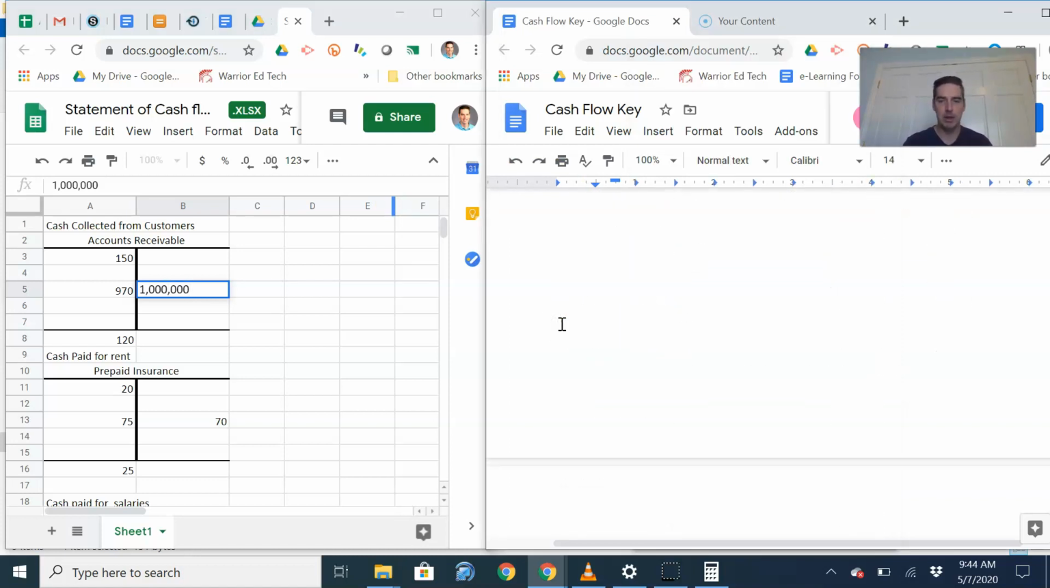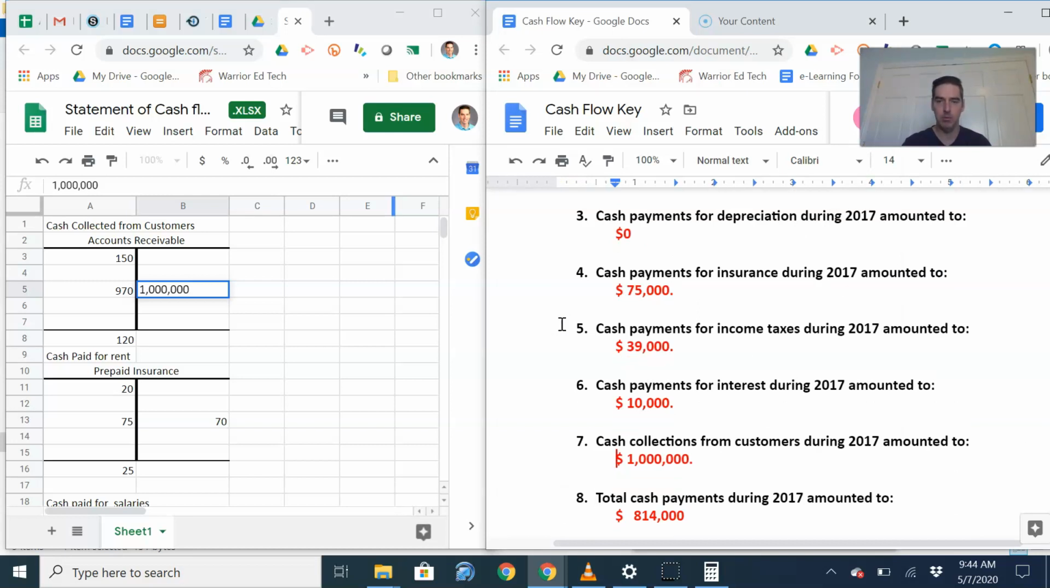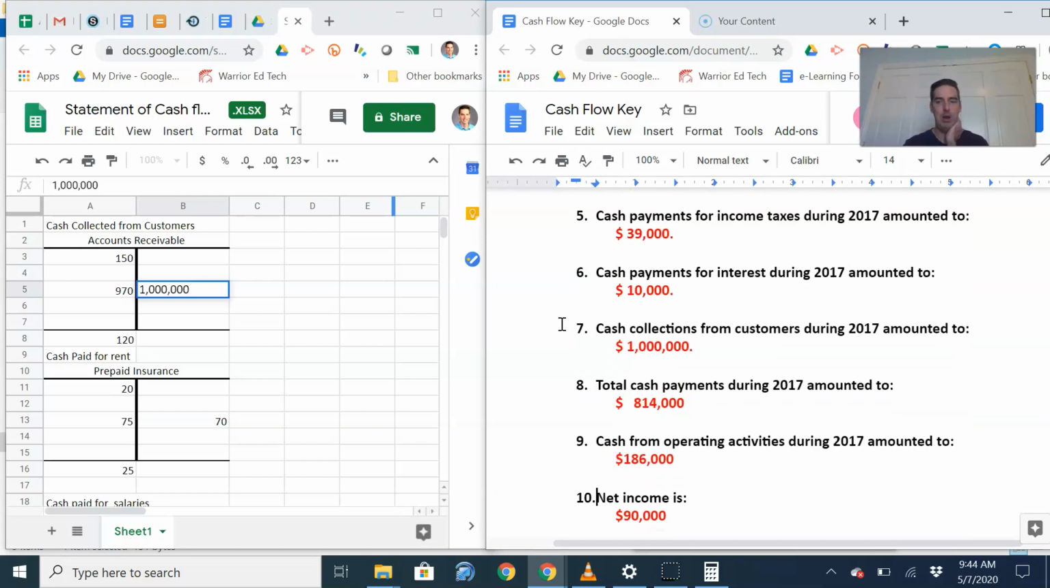$1 million. Okay, so there's 7. All right, 8, cash payments during 2017. These are all the outflows. If I take all the numbers where I had cash payments, it came out to 814. And then our cash collected would be the dollar difference. So cash from operating activities during 2017 is $186,000. So our operating activities caused our cash balance to go up.